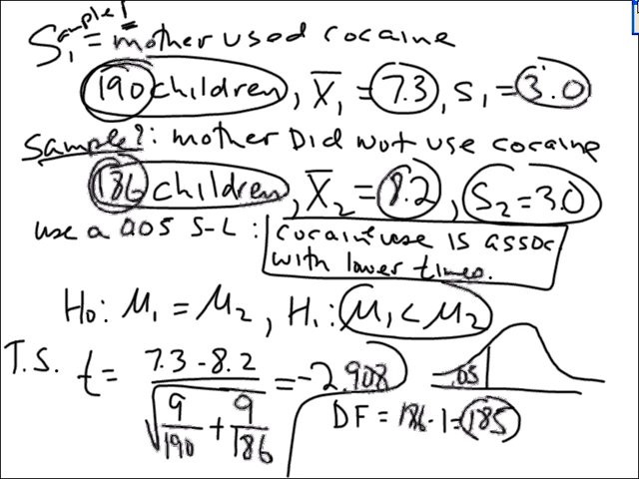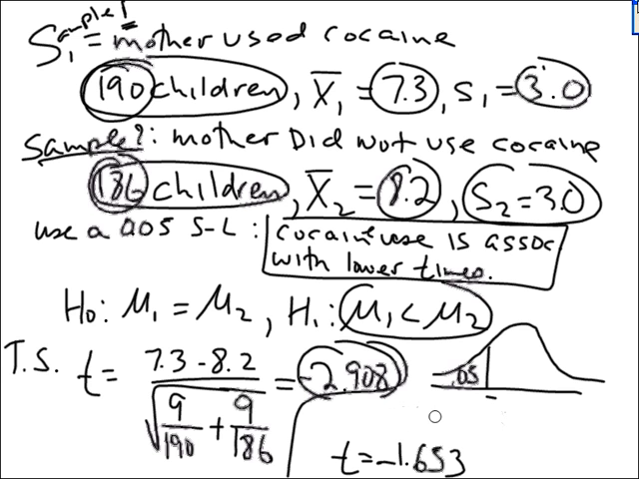And if you look this up, you're going to come to the conclusion that t is equal to negative 1.653. And I made one mistake. I'm so sorry. This negative 2.98, that's the test statistic. That's not the cutoff. Sorry about that. The cutoff is what you get from the t table. Now let's get rid of the DF because it's right by my graph.